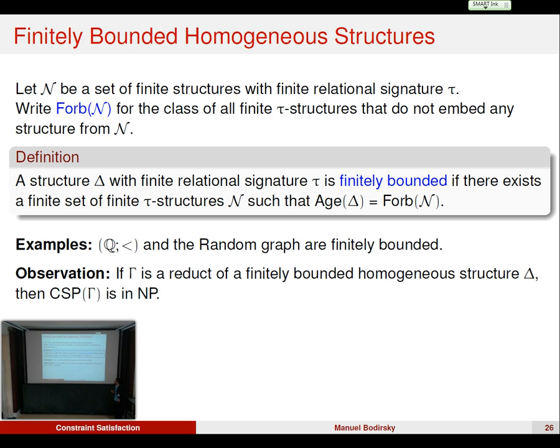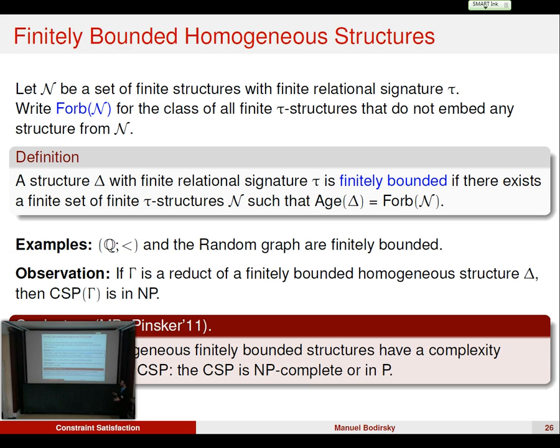First observation. If gamma is a reduct of a finitely bounded homogeneous structure, then its CSP must be in NP, because you can simply guess the expansion and then verify in polynomial time whether none of the forbidden structures embeds. Very easy. So this is already very nice as a setting.